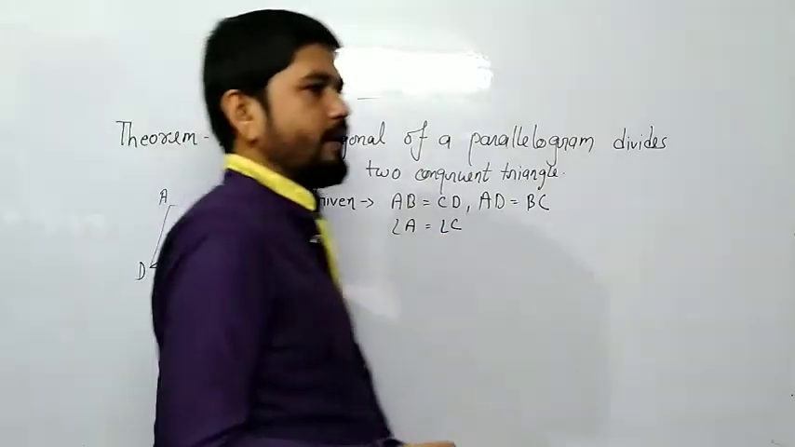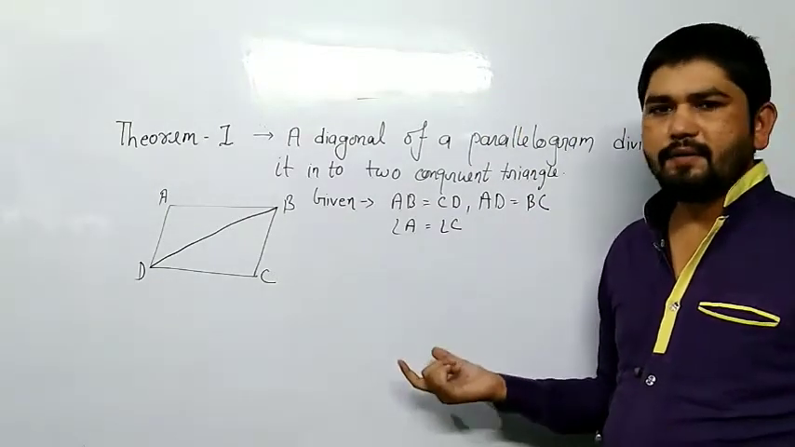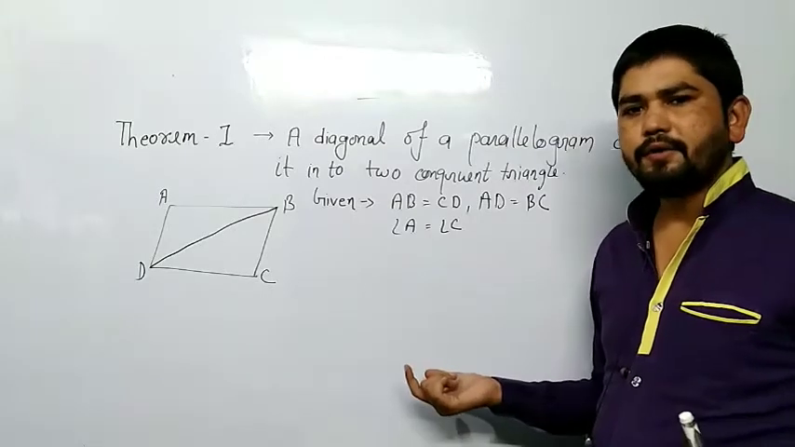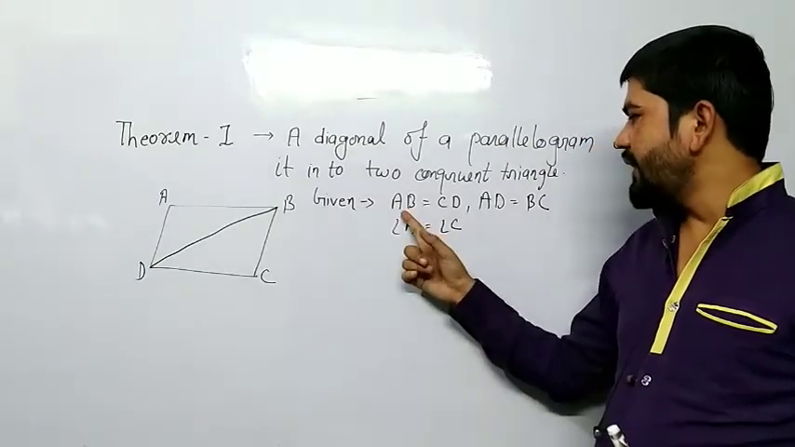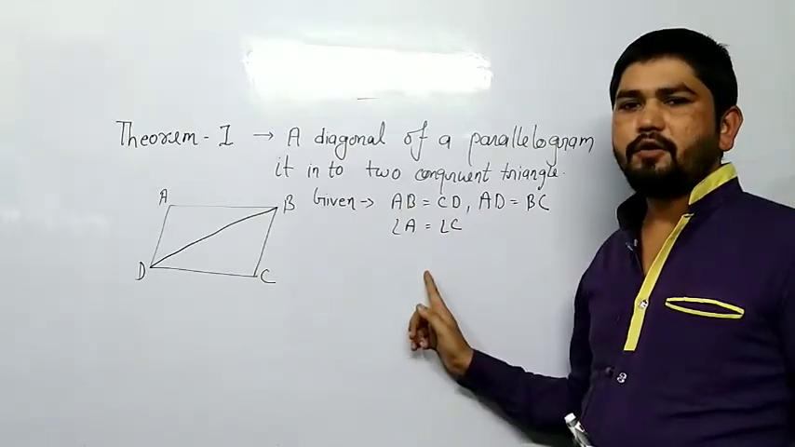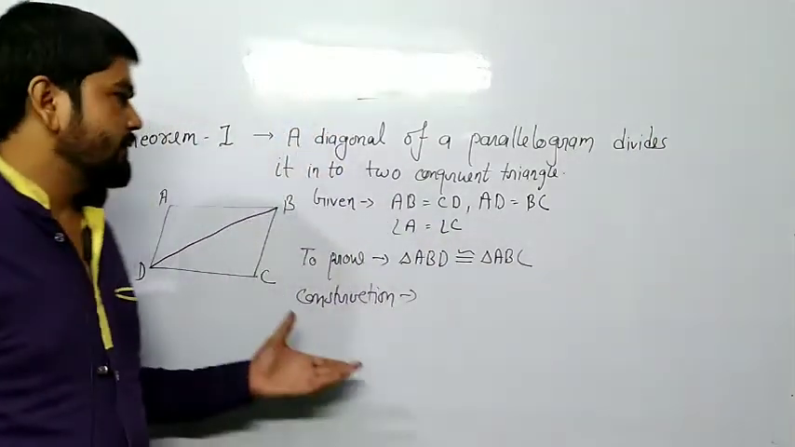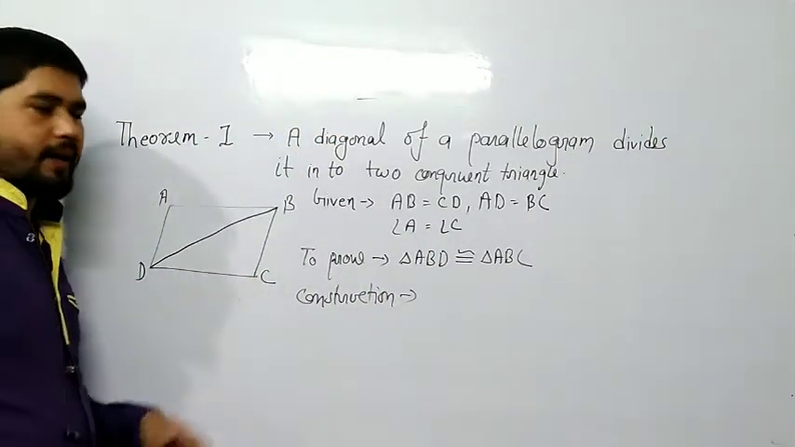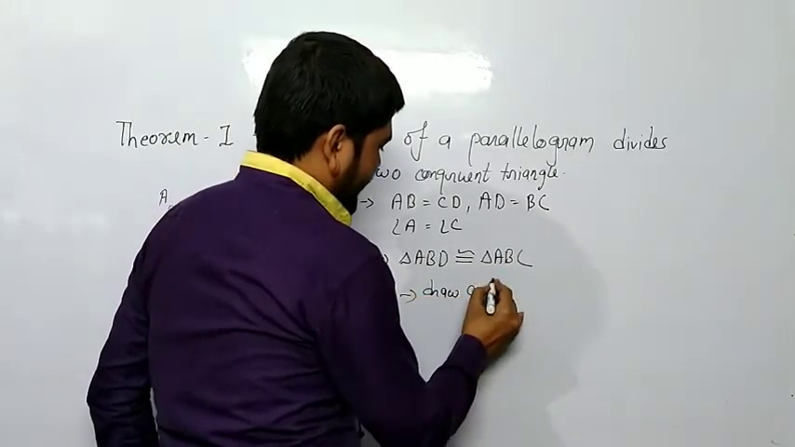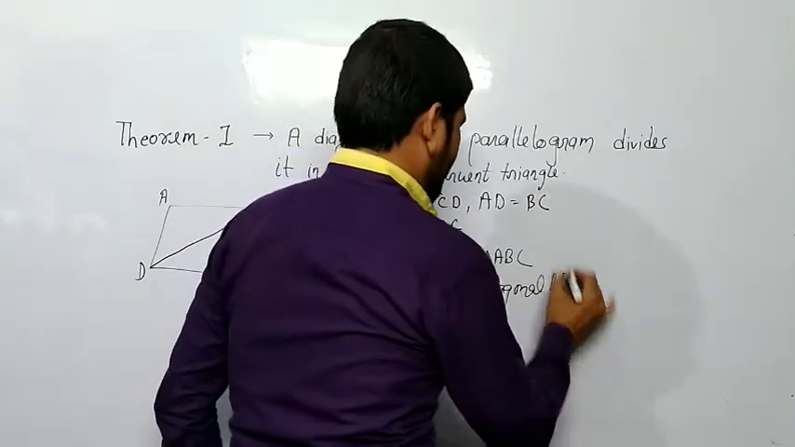What we have written? According to the properties of a parallelogram, we know very well the opposite sides are equal and opposite angles are also equal. So we have written AB is equal to CD and AD is equal to BC and angle A is equal to angle C. Now to prove, construction. So just construction we have done. We draw a diagonal BD. Okay, students. Now solution.